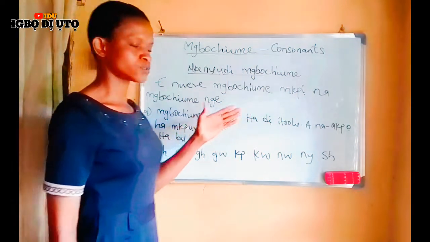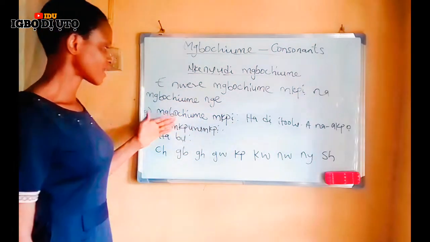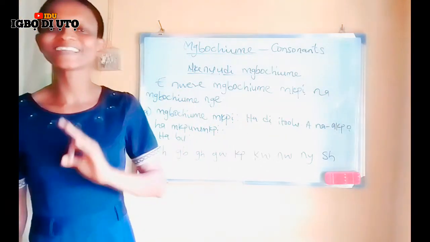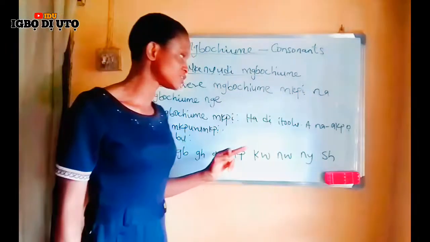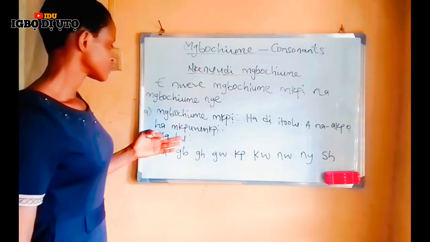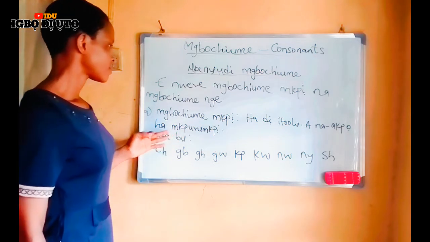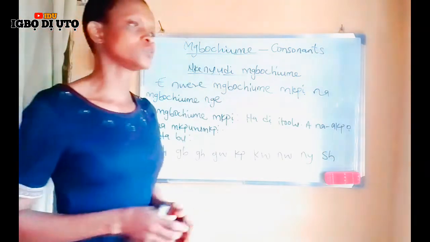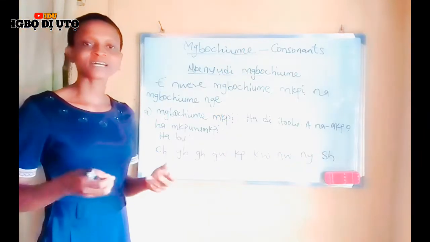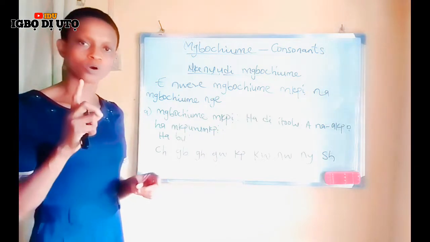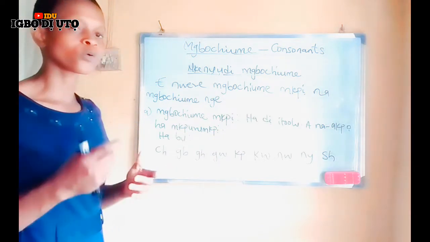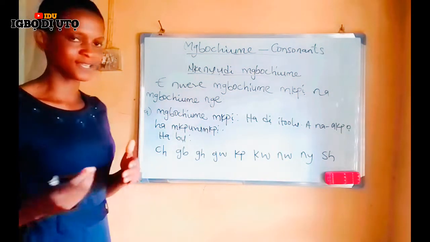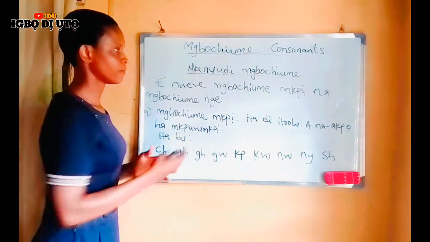So mkpụrụ mkpị, as we call it, ha dị itoolu. Itoolu means 9 in English. A na-akpọ ha mkpụrụ mkpị. Ihe eji wee na-akpọ ha mkpụrụ mkpị is that they are combined. Two letters are joined together to make one alphabet. So, like I've said earlier, they are 9 in number.